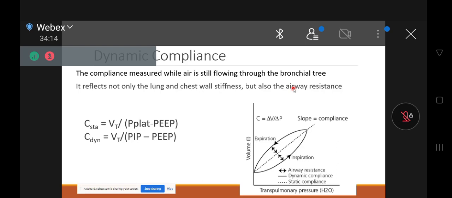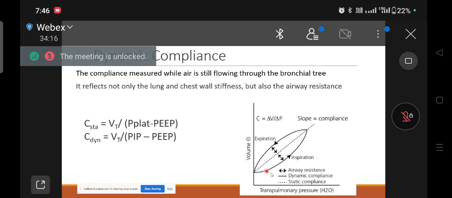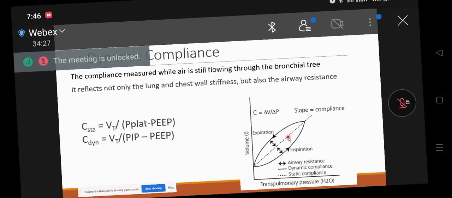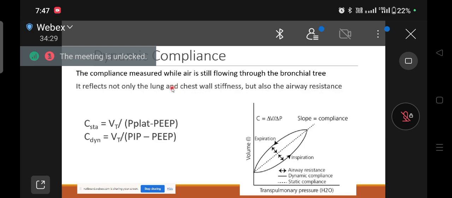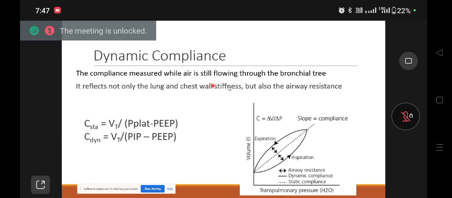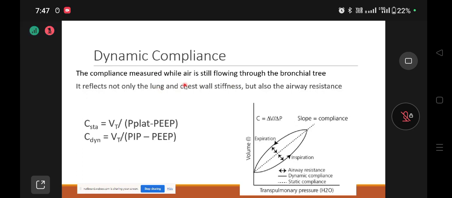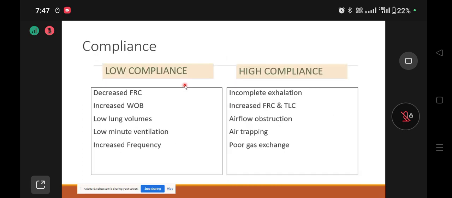So again, the same graph which I have shown earlier. This is what it depicts. So if your dynamic compliance is getting poorer, then possibly the problem can lie both in the lung and chest wall and the airway resistance. However, if your static compliance is getting poorer, then probably the problem lies in the elastic recoil of the lung or the chest wall. So I think two important concepts come over here.